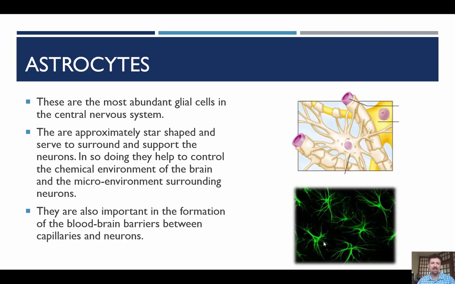More and more, we're finding that astrocytes are important for healthy brain function. And there's even some evidence now to suggest that astrocytes are important in signal processing by helping to regulate the amount of neurotransmitters in the brain.